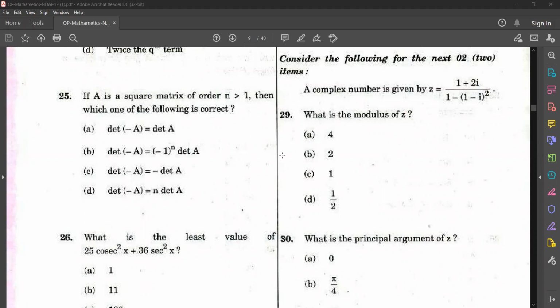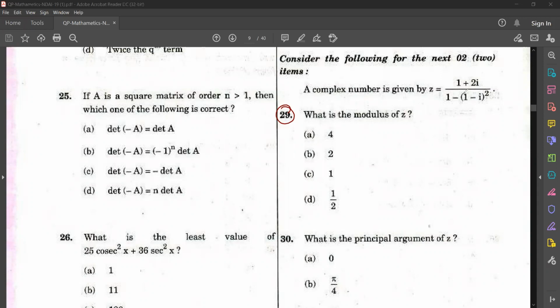See the question number 29. Consider the following for the next two items. That means you have to write the next two questions from this given item.